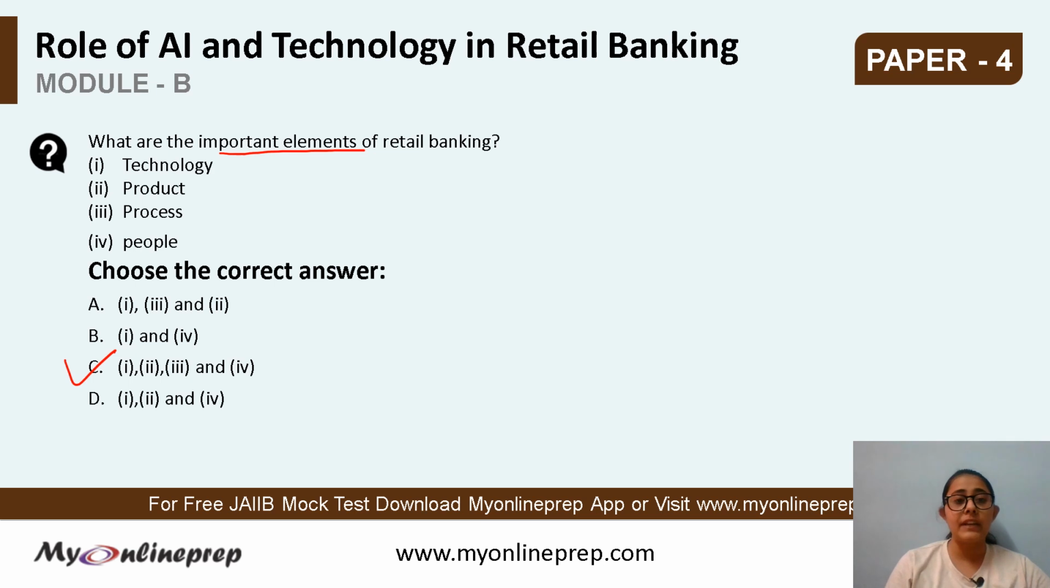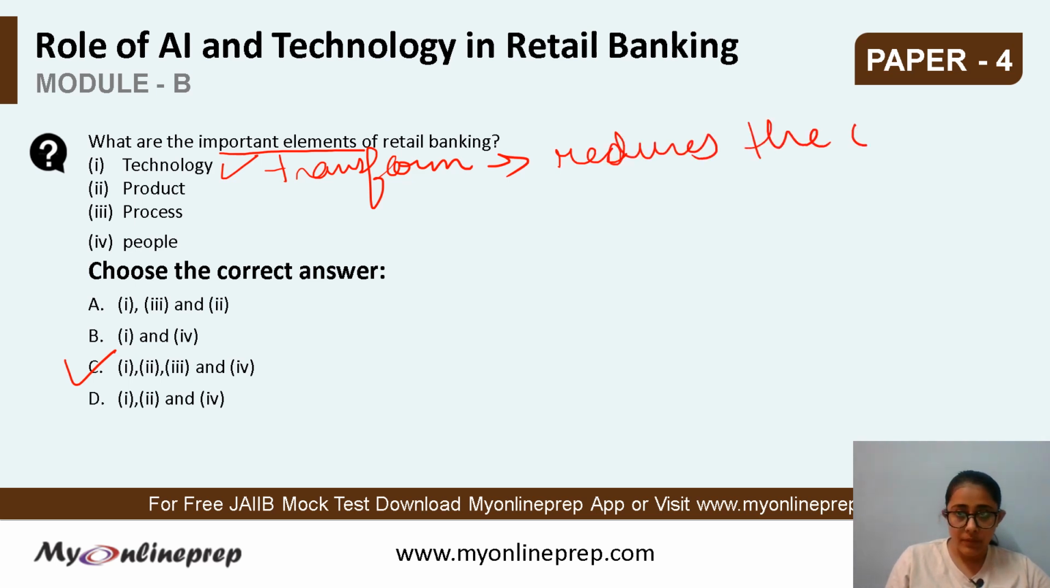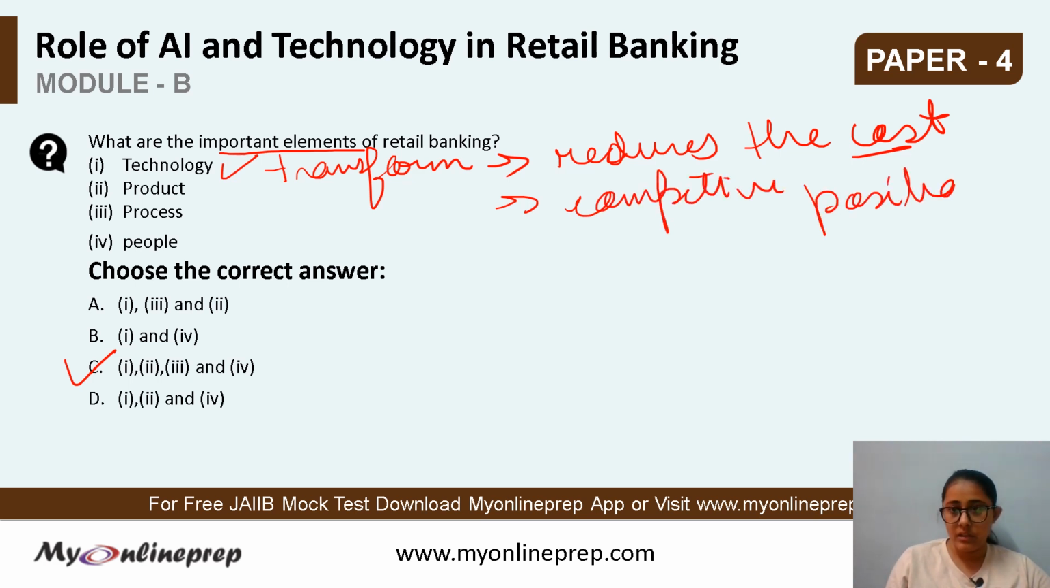And because we are discussing the role of AI and technology, we will discuss a bit about technology. Technology has actually changed the way retail banking is working. It effectively transforms the retail banking processes, which is a benefit for the people or the customers. It also reduces the unit cost of all the working, so it is also a benefit for the process. And it can help to change the competitive position of the bank as well. So these are all the benefits of technology, and the important elements are all of these. So C is the correct answer to this question.